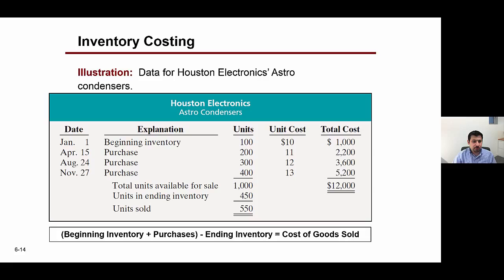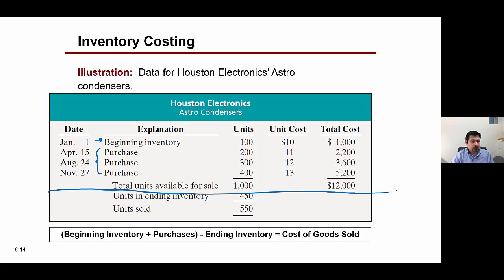So let's take this example and work it out for the three methods. This data is for Houston Electronics Astro condensers. We have the beginning inventory, and then we have three purchases at three different times and three different unit costs. That would give us the total units available for sale. Up to this number, the information will always be the same, no matter what method the company uses.